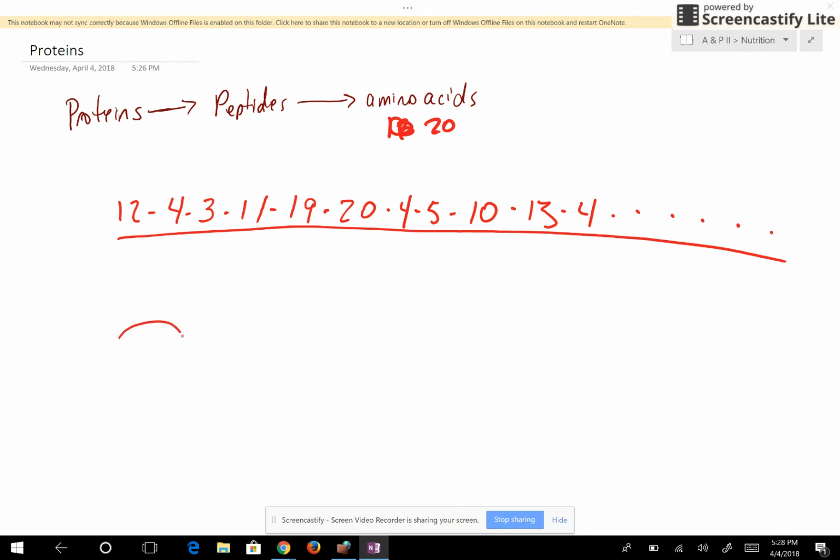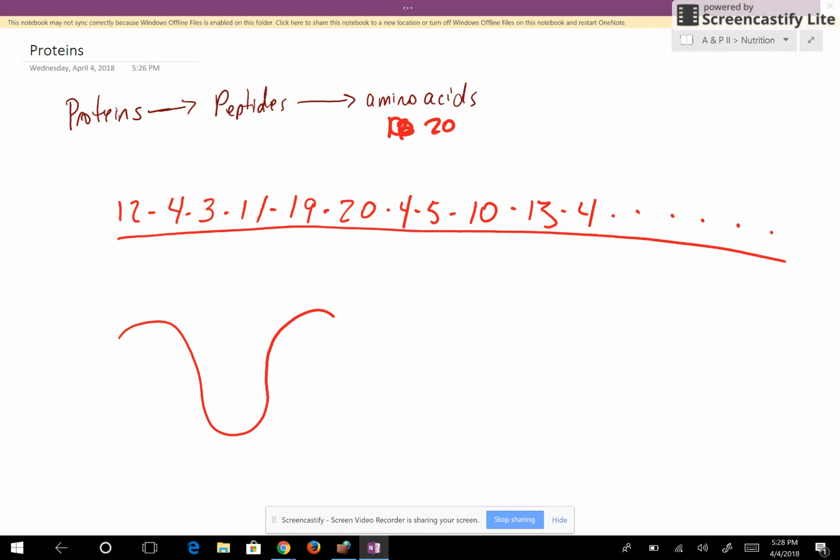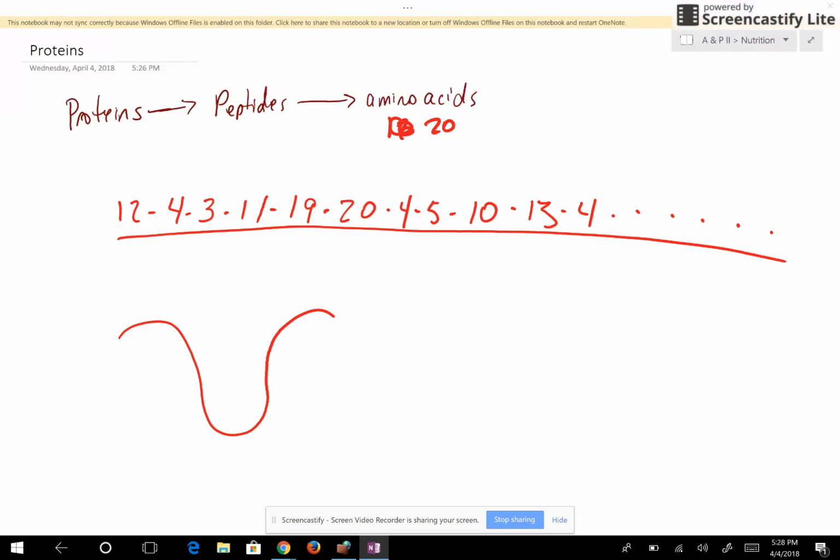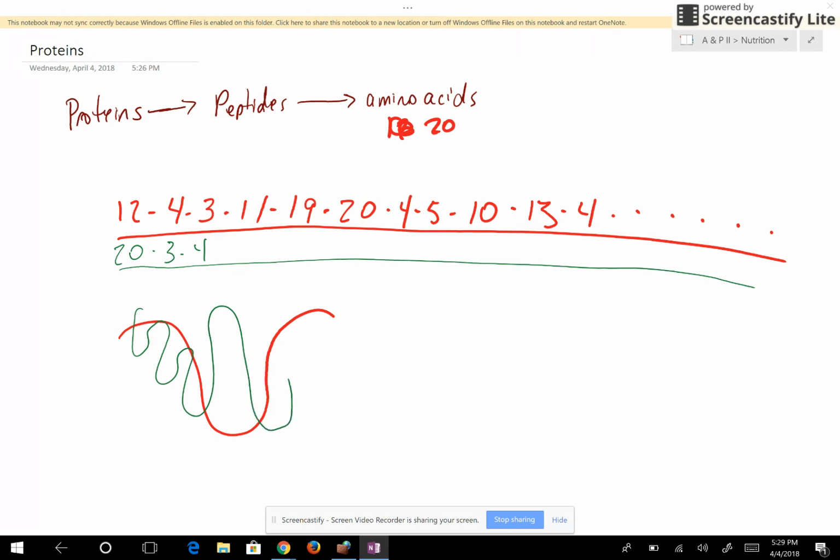So here we're going to say this is our red peptide chain. And then we would be able to make another peptide chain of different numbers, different orders. And let's do green. So here is our second peptide chain, and it's going to be number 20 joined to number 3 joined to number 4. Got the idea? So here's a long peptide chain in green, and it's going to curl up and look something like this. And so there is our green peptide chain.